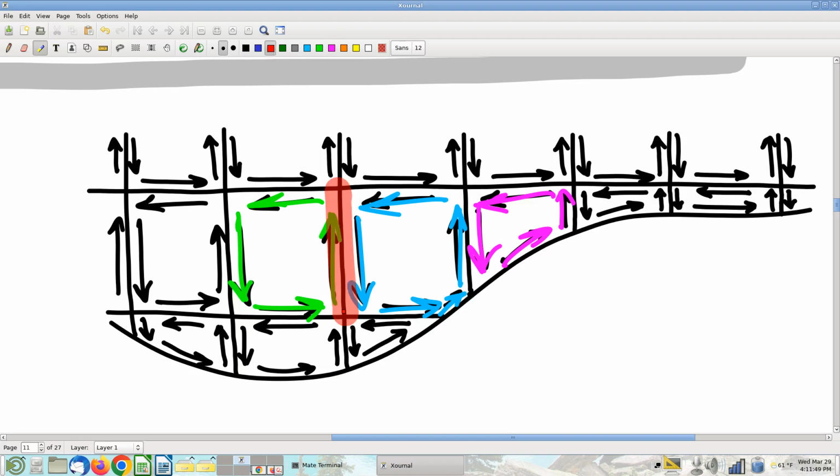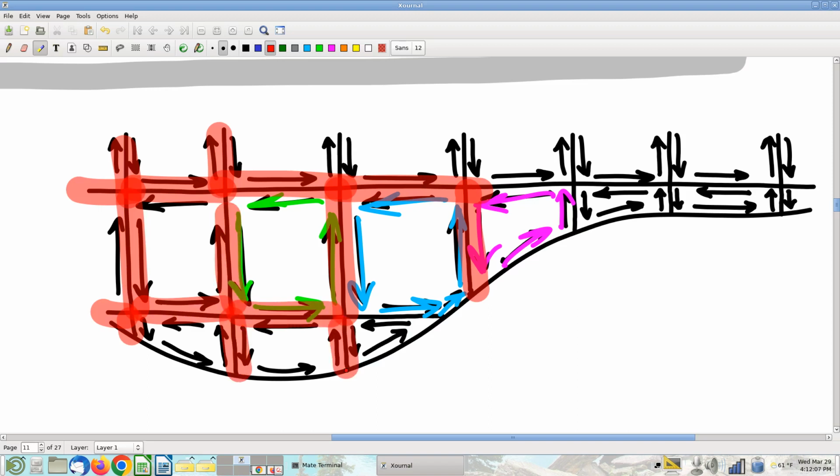So this edge right here, for example, I'm going up on the green side, I'm going down on the blue side, cancel. Ditto there, cancel. Ditto there, cancel. Cancel, cancel, cancel, and so on. This is kind of fun actually. You get to go through and cancel all of these shared edges.